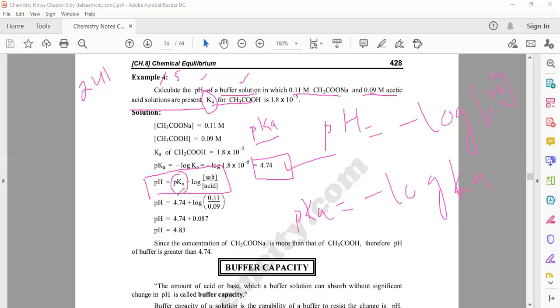Now put the values in the equation. pH is equal to pKa, 4.74, plus log salt over acid. Salt is 0.11 molar and acid is 0.09 molar. Divide these values, take the log of the answer, it will be 0.087. Add it to the pKa, it will be 4.83. Clear? This problem is easy. Did you understand, children?